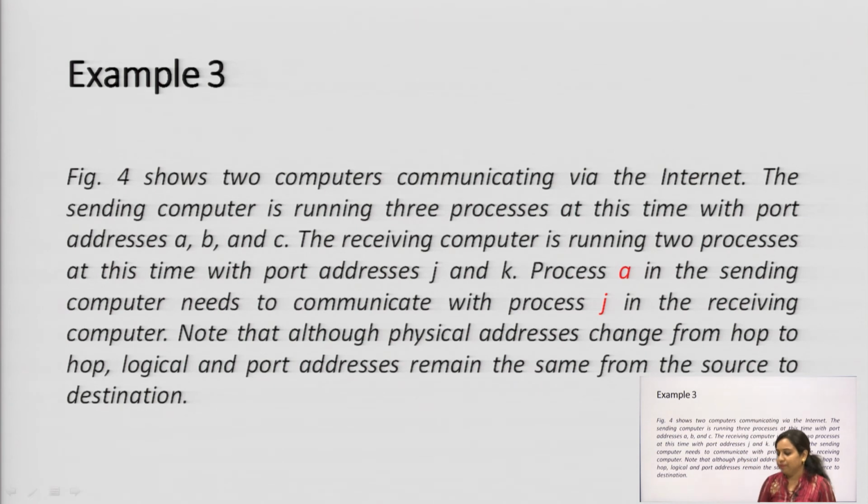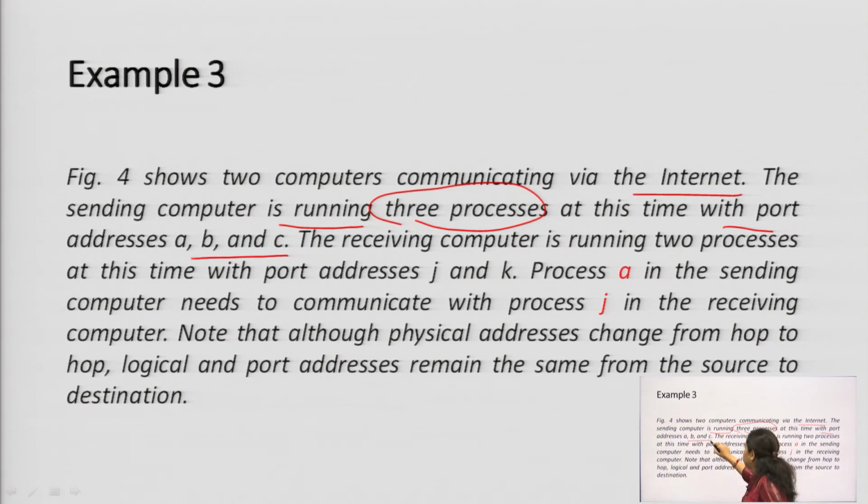This is another example. Figure 4 shows 2 computers communicating via internet. The sending computer is running 3 processes at this time with port address A, B and C. So, port address is basically related to the processes that are involved with the sending computers. First process has its own port address, which is A, as mentioned in the question. Second process has port address B, third process has port address C.